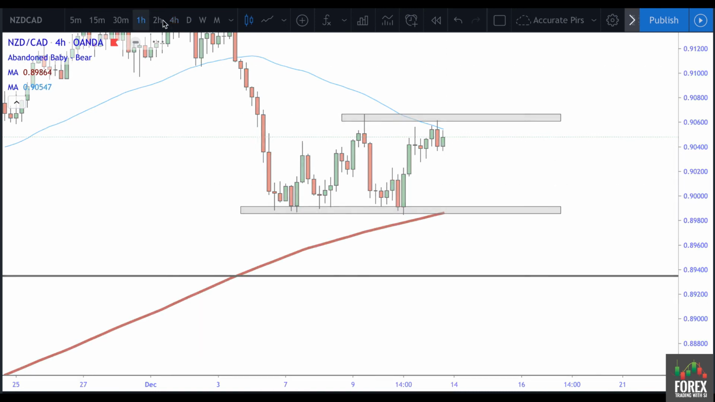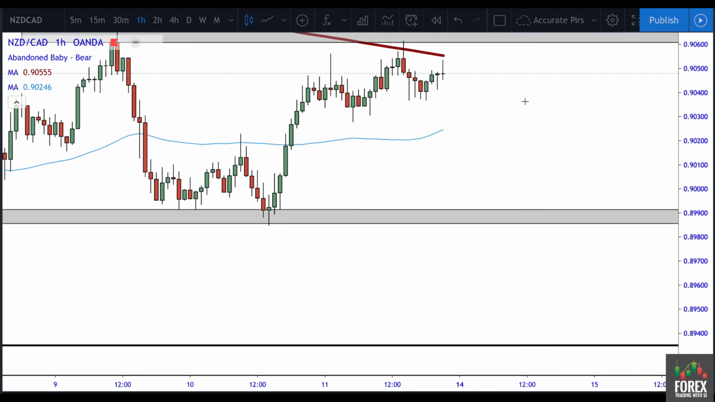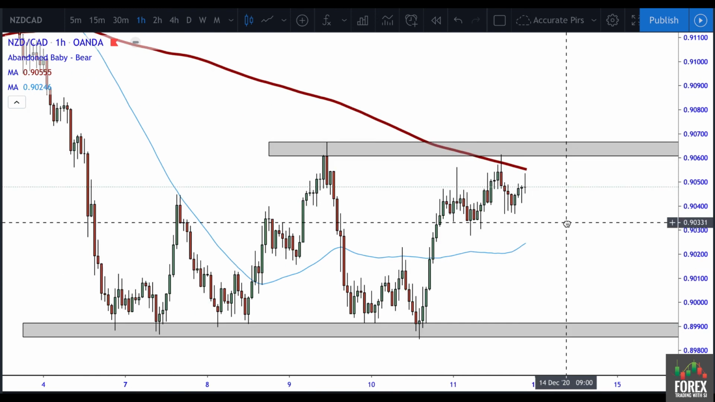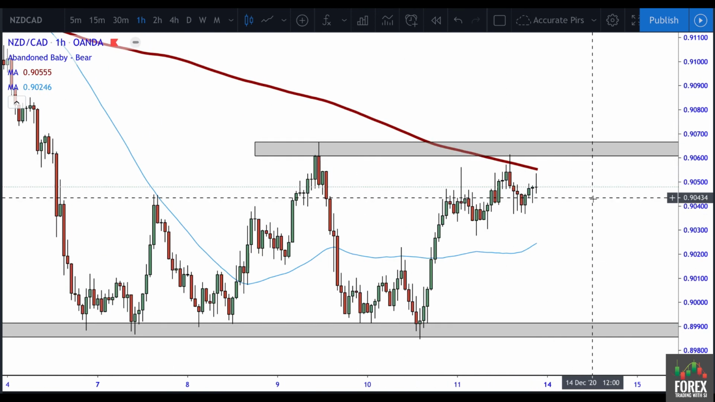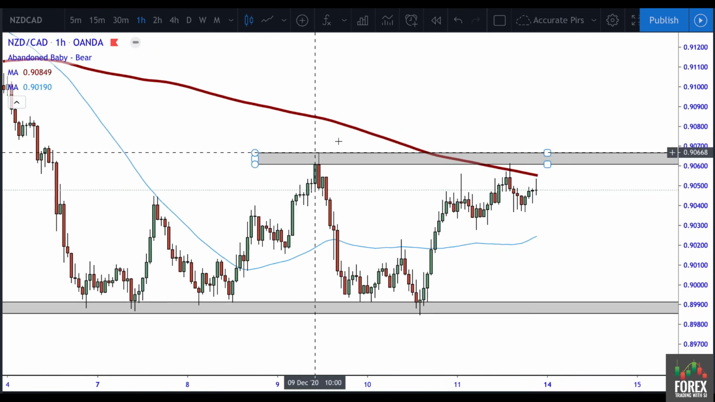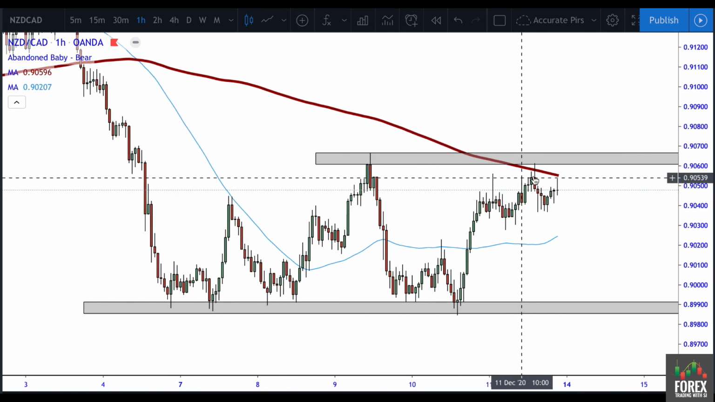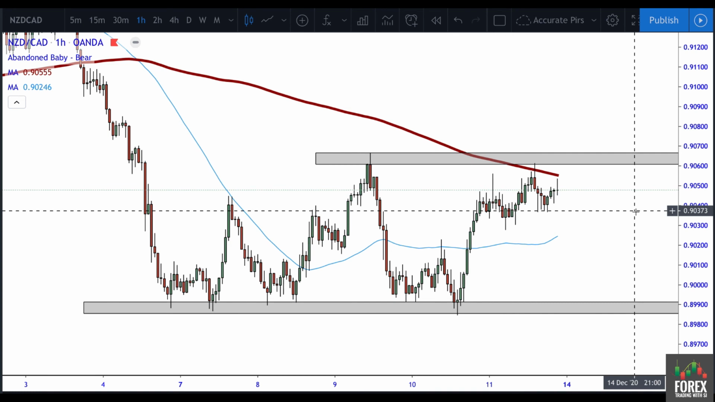So scrolling to 1 hour time frame, it's still below my red EMA, as you can see right here. So price could still be pushing down.